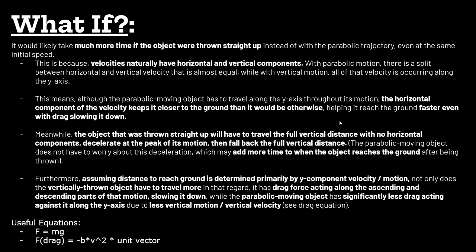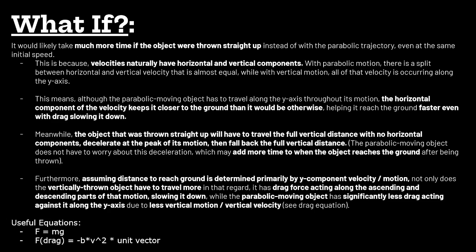Now, what if the paper ball itself was thrown straight up instead of in a parabolic trajectory? One thing that's important to note is velocities naturally have horizontal and vertical components. With parabolic motion, there is a split between these horizontal and vertical components that is almost equal, but the vertical part is smaller than the vertical motion that would have it all in the y-axis. This means the parabolic moving object has to travel on the y-axis throughout its entire motion, but just not as much.